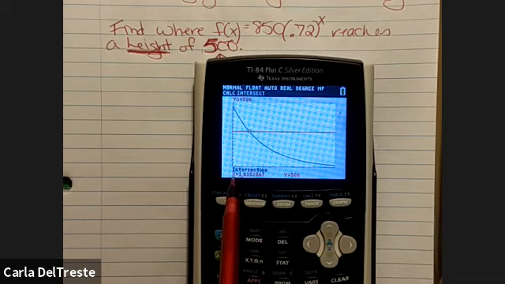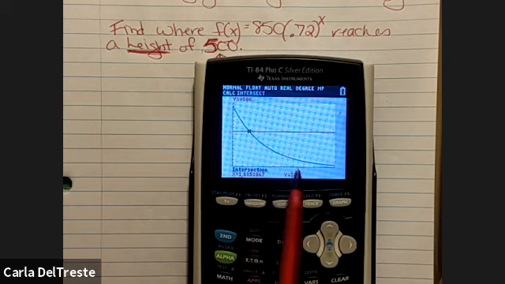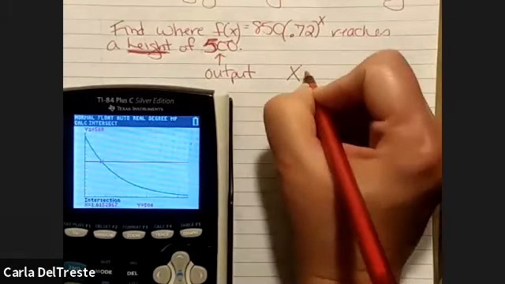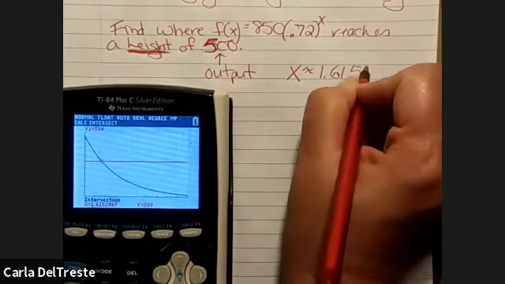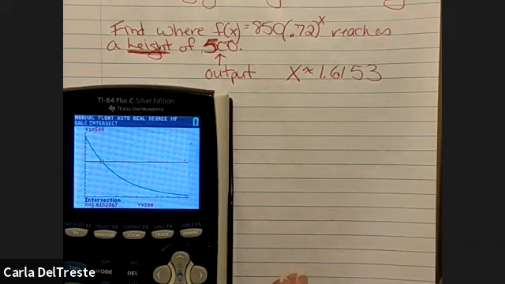You are not completely finished until you see the word intersection here. So the intersection is at 1.615, comma 500. That's the point that these two cross. I already knew that it was 500 though, so I don't care about this part of the ordered pair. I care about the x part of the ordered pair. So this occurs when x is approximately 1.6153 if I round up. Now, this is how you do the calculator. Now let's look at Desmos.